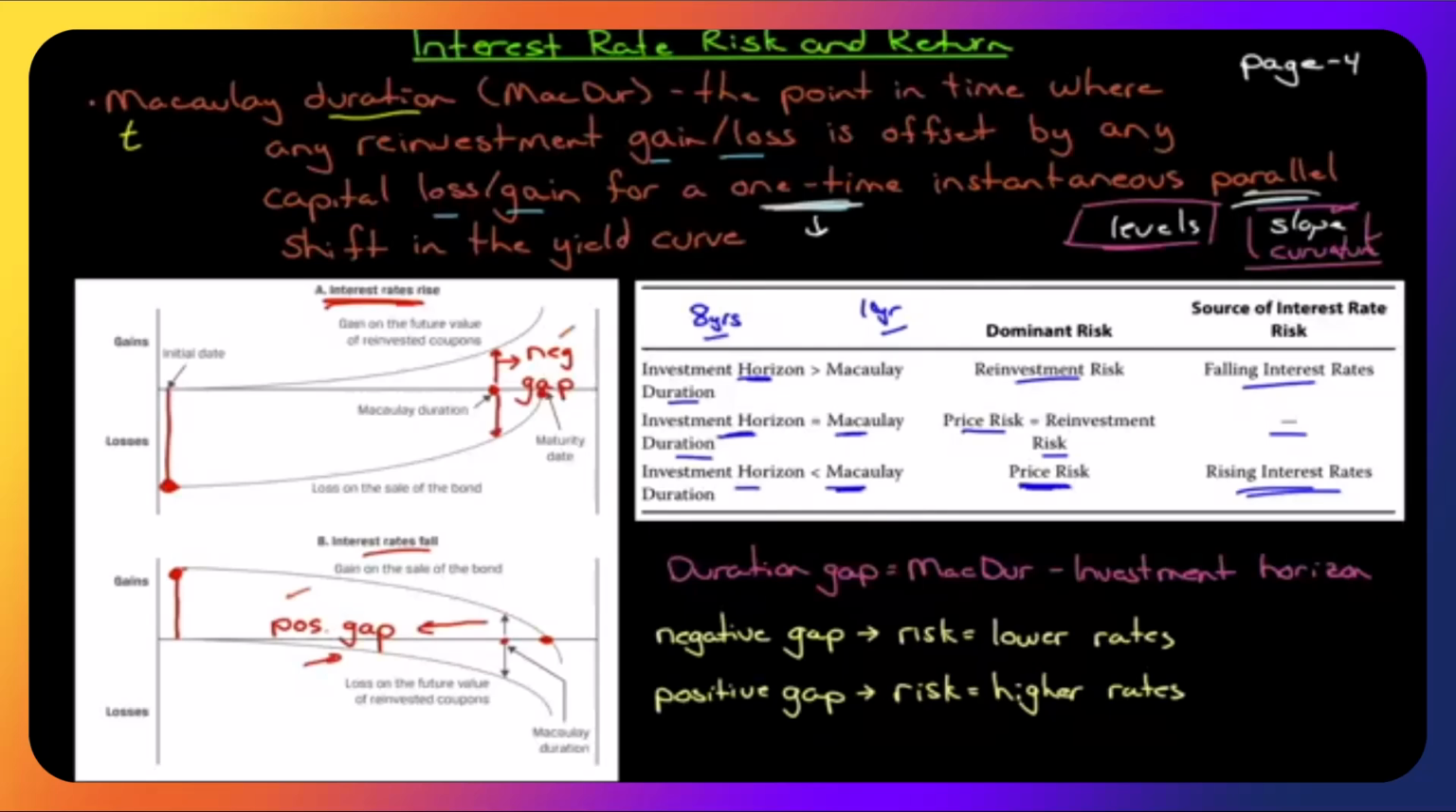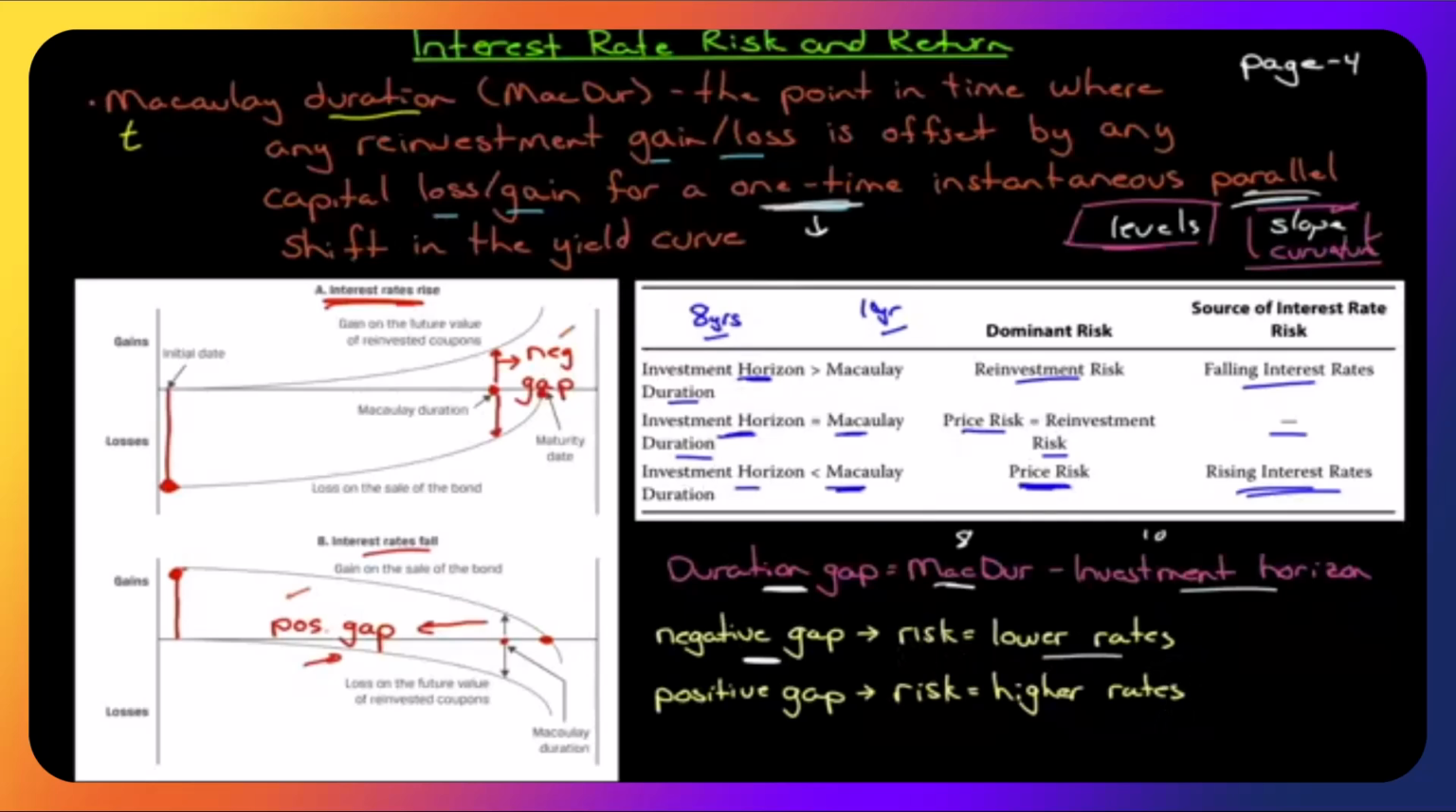Let's introduce the notion of a duration gap. This is the bond's Macaulay duration minus the investment horizon. So again, let's say the Macaulay duration of the bond is 8 and our investment horizon is 10. 8 minus 10 is -2. That is a negative gap. Our risk is lower rates.